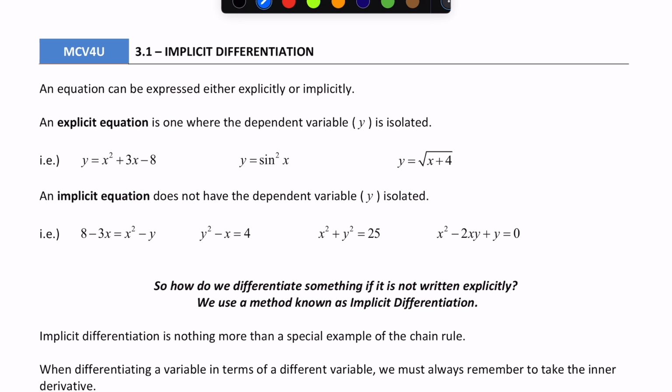An equation can be expressed either explicitly or implicitly. An explicit equation is one where the dependent variable, or y, is isolated. If we look at these examples at the bottom, we have y is equal to x squared plus 3x minus 8, y is equal to sine squared x, and y is equal to square root x plus 4.